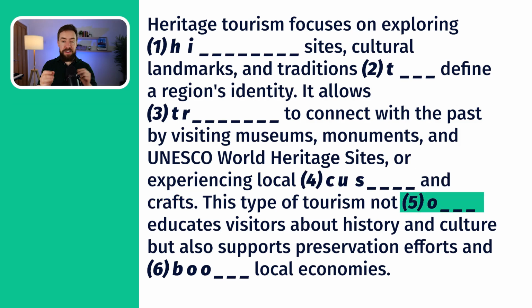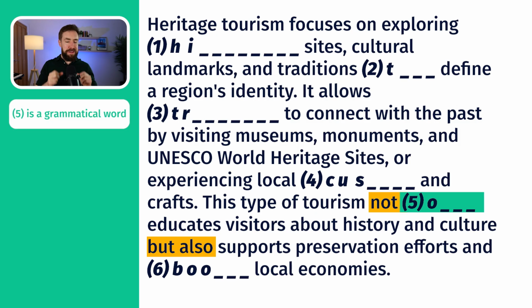Then five, we can look at the whole sentence and get a feeling for this one. So it says, this type of tourism, not, and then later it's going to say, but also. So we can think it's some kind of fixed grammar expression.